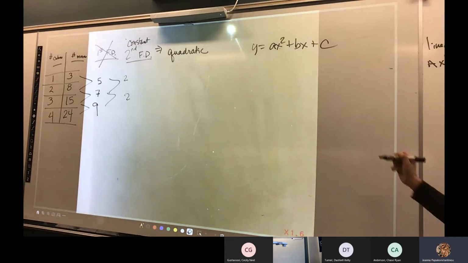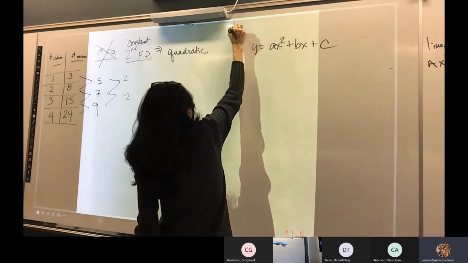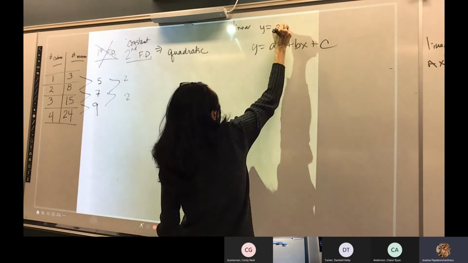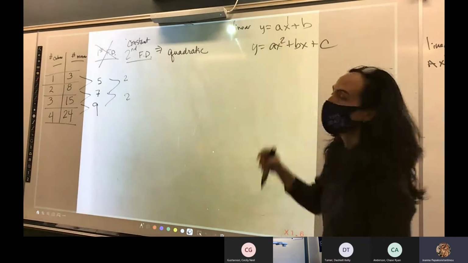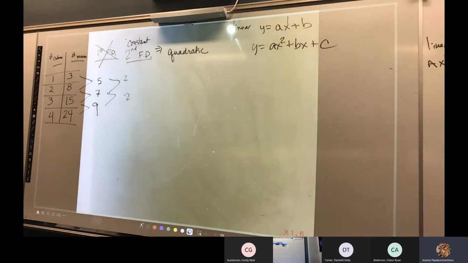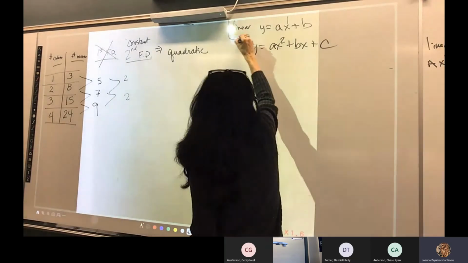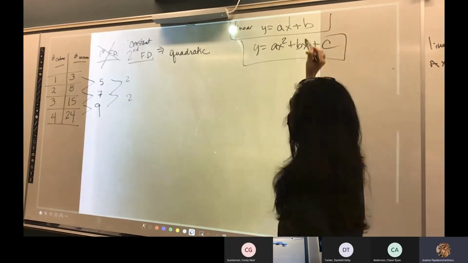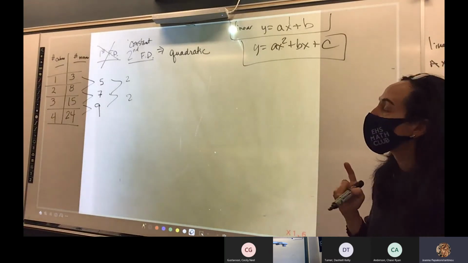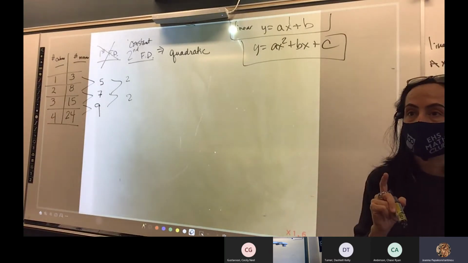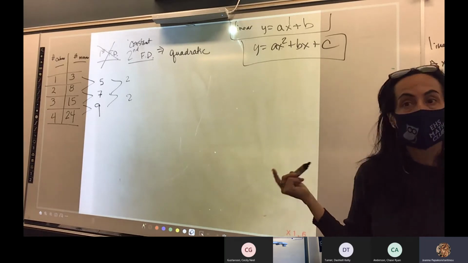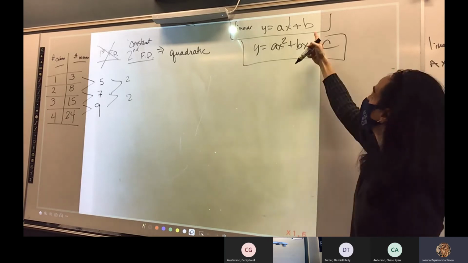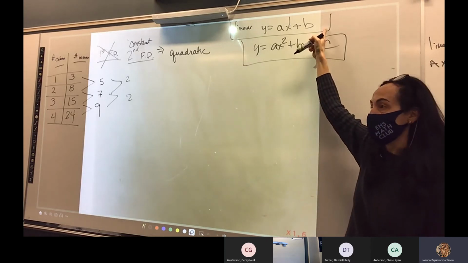So for quadratic, it was this. For linear, it was this. That might be easier for you to see. Highest degree of x is 1, it's linear. Highest degree of x is 2, it's quadratic. Are we all on the same page? This is linear. This is quadratic. Now, when we had a first finite difference that was constant, that first finite difference was your slope. The b, the constant, was the y value for the y-intercept.